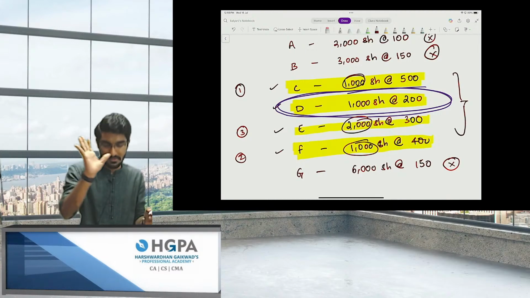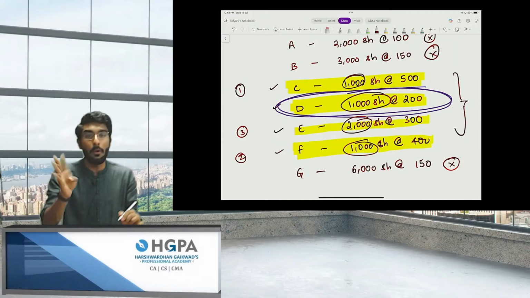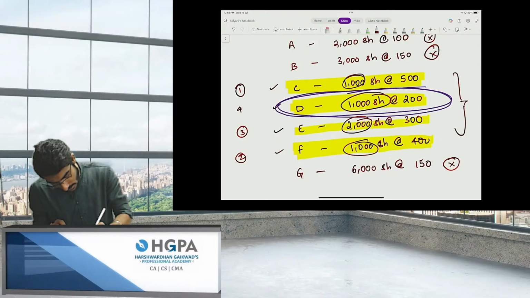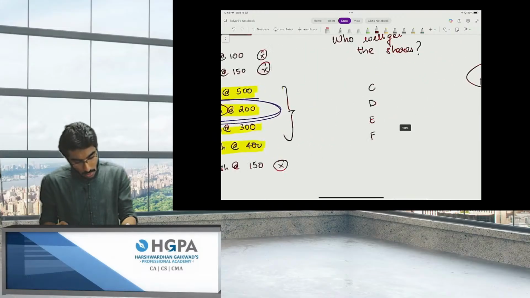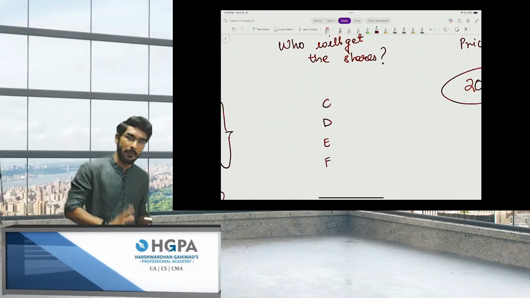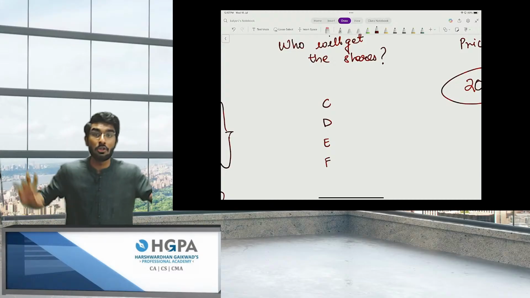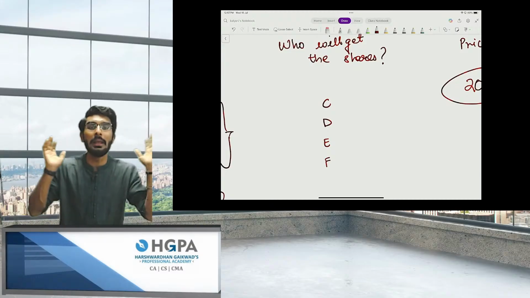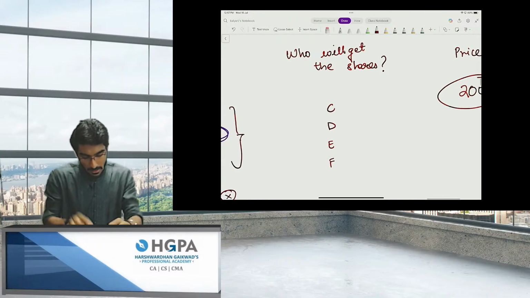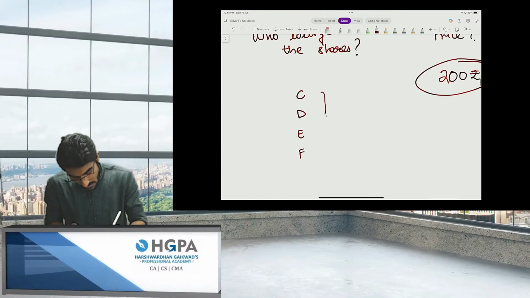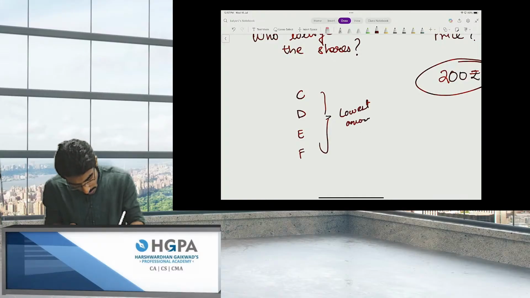But the remaining 1000 shares will be bought by the fourth highest bidder. Now that we know who will get the shares, C, D, E and F will get them. Now we want to find the one price at which all four of them will happily purchase the shares. That will be the lowest price among them all. This is the price, people.